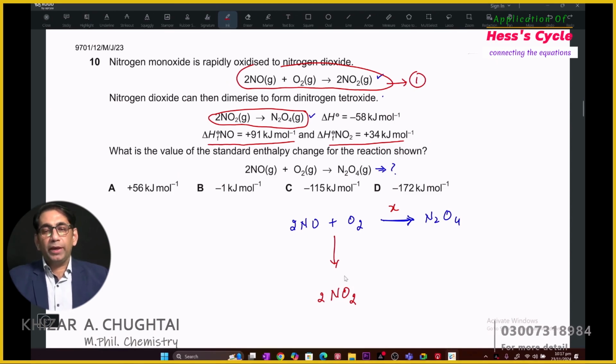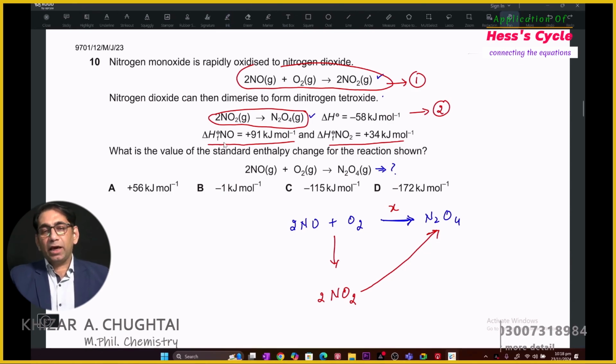I wrote it over here. The next equation is 2 mole of NO2 goes to N2O4. 2 mole of NO2 is converting itself into N2O4. Let's suppose this is equation number 2. I wrote it over here.